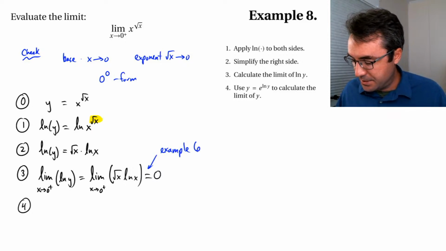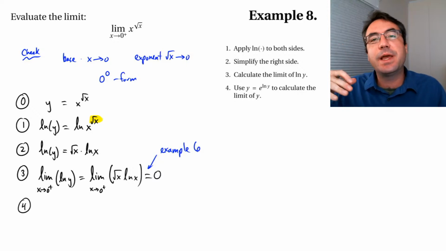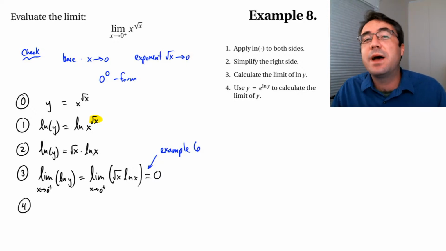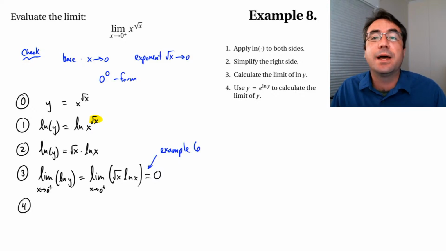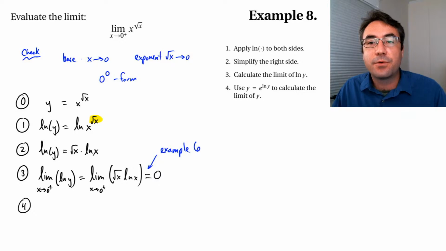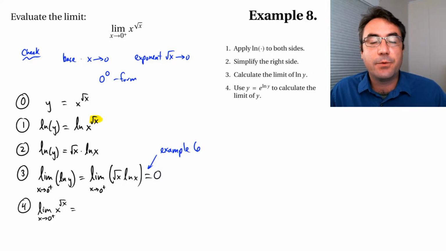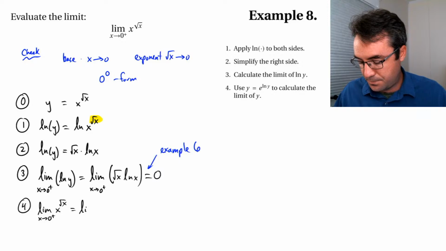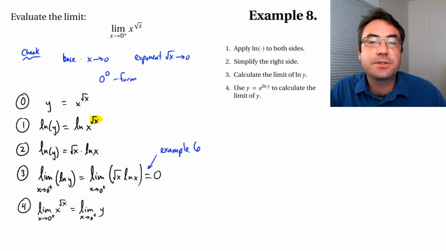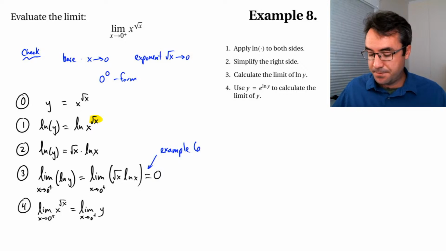Up until this point, at the end of step 3, we have the limit of natural log y. We didn't want the limit of natural log y. We want the limit of just y. So how do we convert back? Well, this is the limit that we want. We renamed x raised to the square root x, we just called it y. So equivalently, we could just find the limit of y as x goes to 0 from the right.